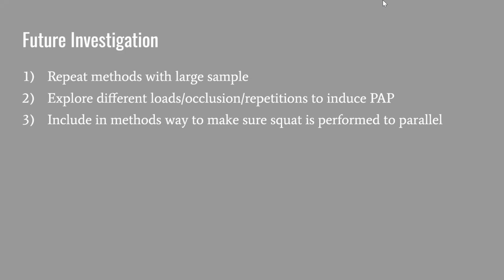So we need to include in our methods a way to make sure the squat is performed to parallel, because it wasn't measured, and it may be a limitation for our study. So we need to make sure of that next time we do our study.